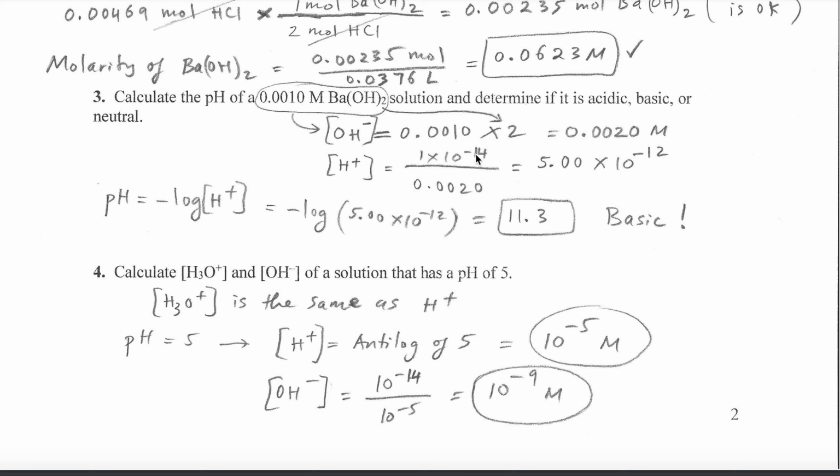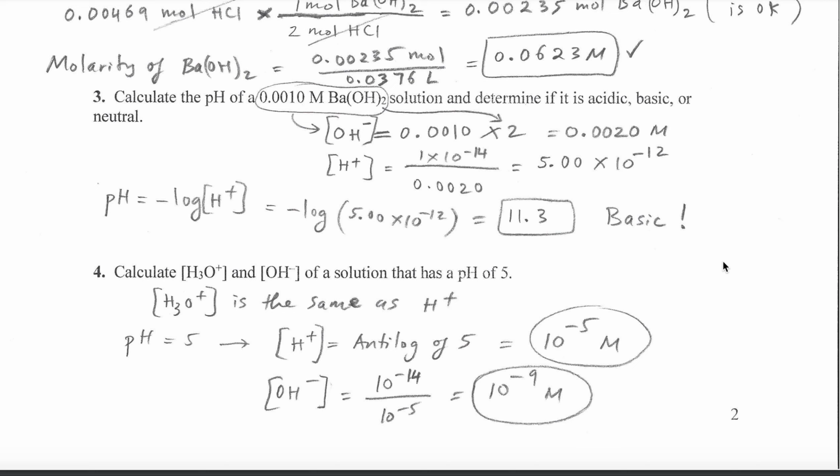And put it in your calculator, you should get 5.00 times 10 to the minus 12. And the units should be M. But when you take the log, you can ignore the units. Take the minus log of H plus, not OH minus, H plus, and that's what we call pH. Minus log of 5.00 times 10 to the minus 12. Make sure you please put parentheses on, or you might not get the right answer. And that will give you 11.3. Because pH is greater than 7, this solution is basic.